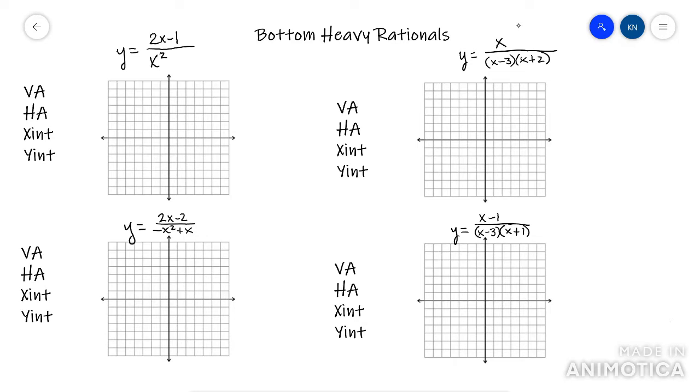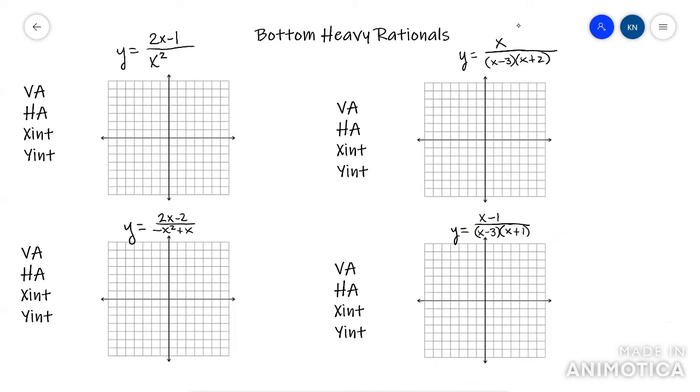Now, when I say bottom-heavy rational, I mean the degree of the denominator is bigger than the degree of the numerator. So like this one, the degree of the denominator is 2, the degree of the numerator is 1. So it's bottom heavy. And it doesn't always just have to be 1 degree higher. It could be multiple degrees higher. So this one would have degree 3 on bottom, this one's degree 1 on top. If the bottom is a higher degree, then it's considered a bottom heavy rational.